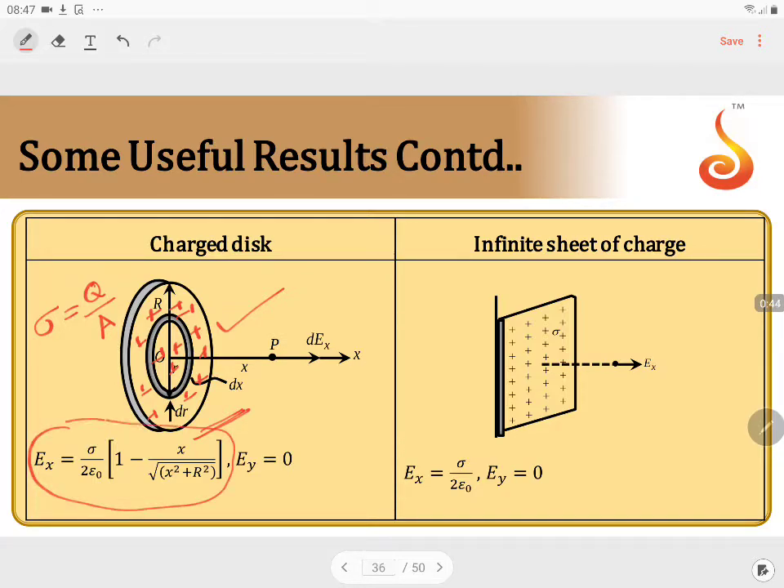So what will be the electric field intensity due to a charged finite disk? It is a finite disk. Where do we have to find the electric field? At a point on the axis of the disk. When the charge is distributed uniformly, at a point on the axis of the disk there won't be a y component of electric field due to symmetry. There will be only the x component. So this formula we are going to derive.